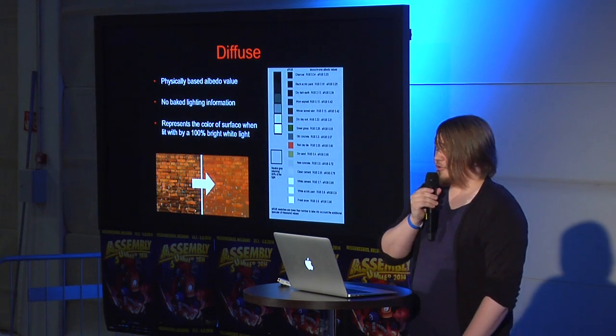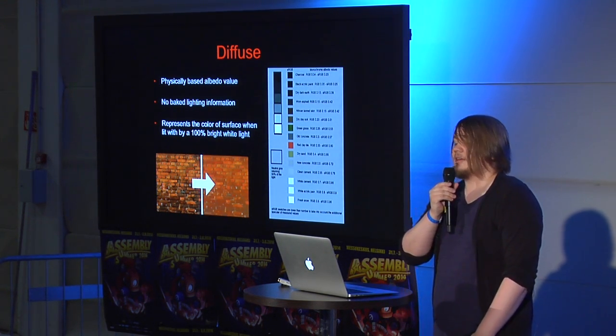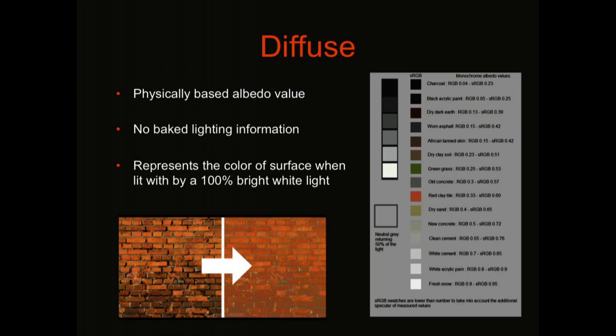But let's move on to the first texture map, which is the diffuse map. The diffuse map should rely on some physically based albedo value. And as you can see, I have this sheet there on the right, which shows some basic albedo values for some common materials.